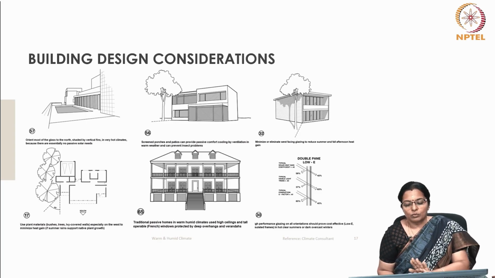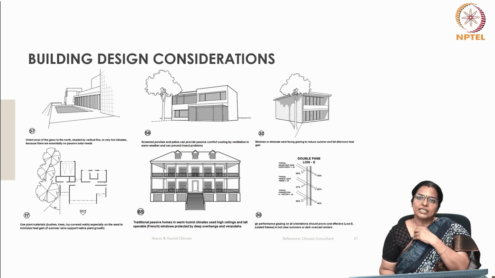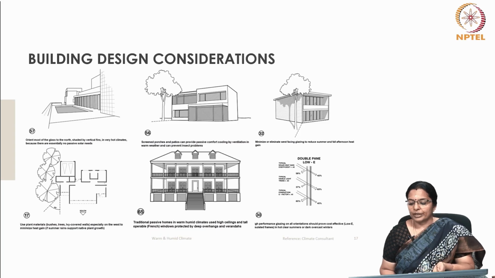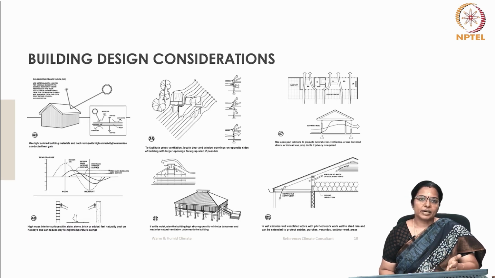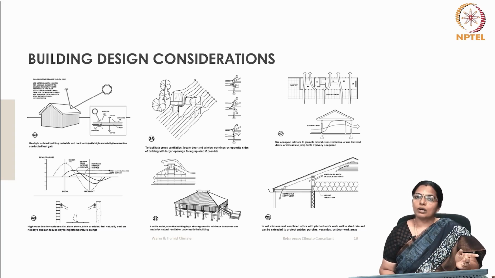Traditional passive homes in warm humid climate have high ceilings because hot air rises up and can escape if proper vents are provided. High performance glazing on all orientations should provide a good protection from hot, clear summers. Light colored materials and roof must be used. Use of cool roofs is very important here. What are cool roofs? We will see later as a strategy.